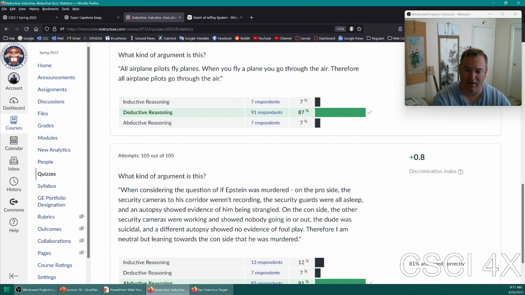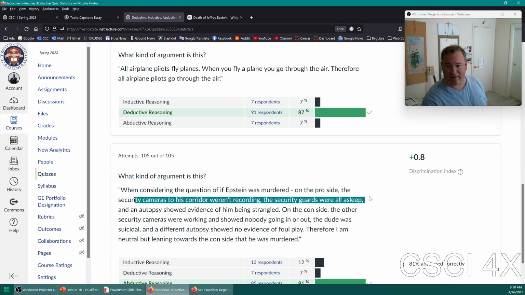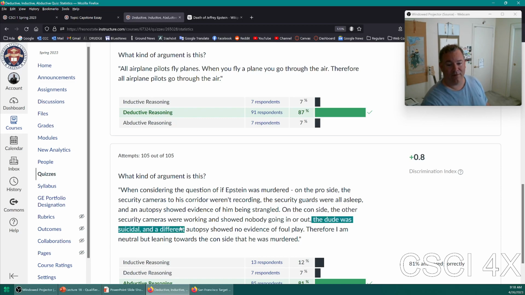Okay. And then finally, we have here abductive reasoning. So an abductive reasoning on, like, the supposed murder of Jeffrey Epstein, supporting the fact he was murdered would be the security cameras weren't on, security guards were sleeping and forged their records saying they were awake, and the autopsy concluding that it was homicide. On the con side, all the other security cameras were working, didn't show anybody going in or out. The dude was suicidal, arguably. He was on suicide watch, although his lawyer said he wasn't suicidal. And a different autopsy showed no evidence of foul play.